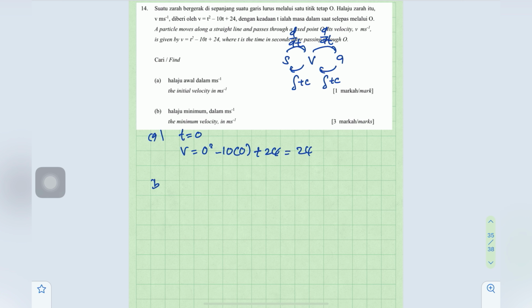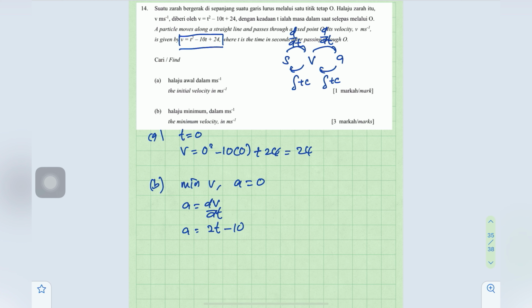Okay, B. Minimum velocity. Okay, minimum velocity, minimum V, A equals to 0. So kita tak ada A, kita kena cari dululah. So A is dV over dt. Okay, just now ni, this is V. So kita differentiate with respect to T. So dapatlah A equals to 2T minus 10.